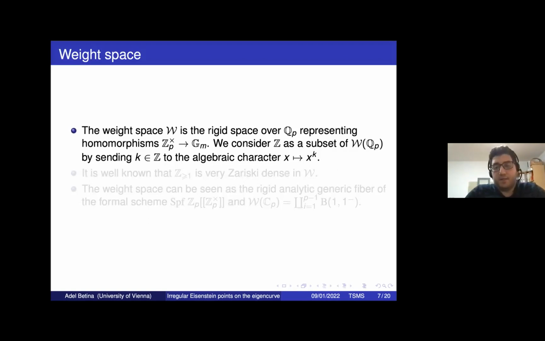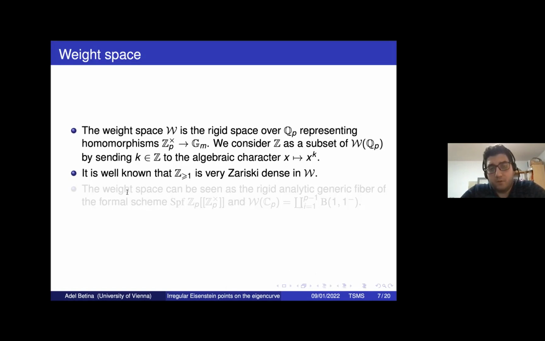And the weight space is the space where I will deform my weights, because first I should be able to deform the weights before being able to deform modular forms. The weight space, you can think of it as the space representing homomorphisms from Z_p^* to G_m. And you can consider Z as a subset of the Q_p points of the weight space naturally. You take the character sending x to x^k. So if you pick k here, you take this character, it gives you a point in the weight space.